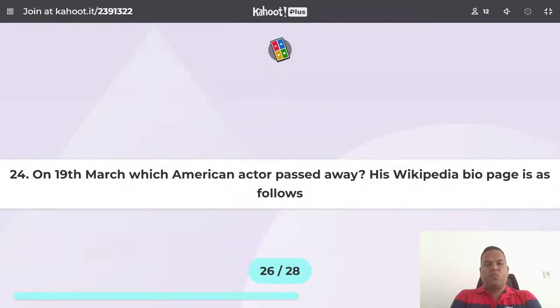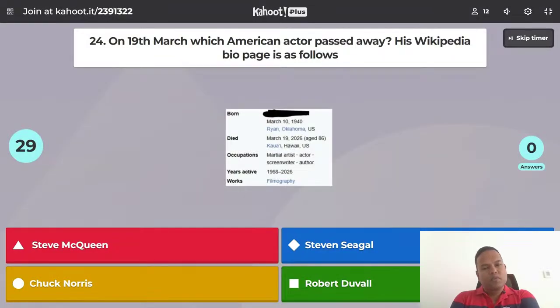On 19 March, which American actor passed away? His Wikipedia bio page is as follows. Is it Steve McQueen, Steven Seagal, Chuck Norris, or Robert Duvall? Which American actor, who's a martial artist also, passed away on 19th of March?